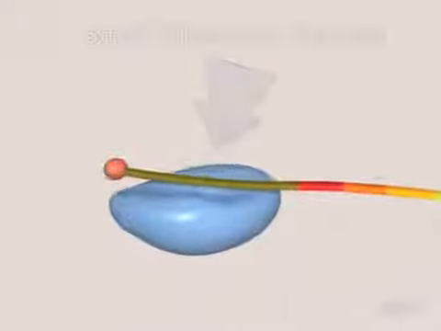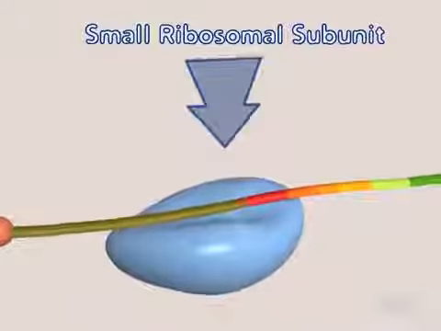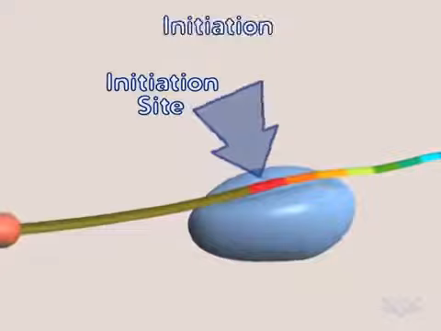Translation initiation begins when the small subunit of the ribosome attaches to the cap and moves to the translation initiation site.